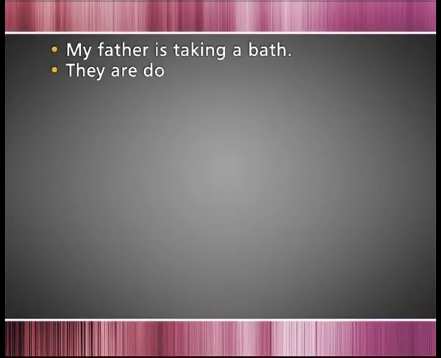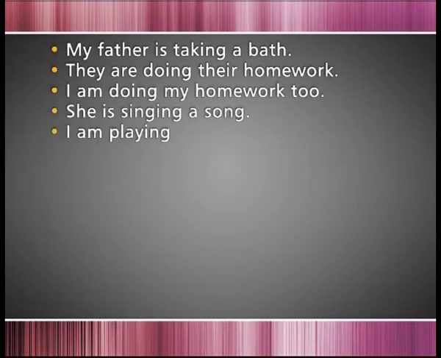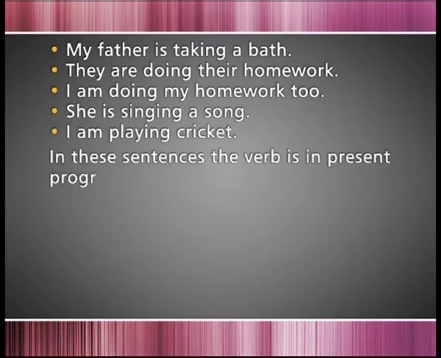Present continuous tense. The present continuous tense is also called the present progressive tense. It refers to an action that is going on at the time of speaking. For example, my father is taking a bath. They are doing their homework. I am doing my homework too. She is singing a song. I am playing cricket. In these sentences, the verb is in present progressive or the present continuous tense.